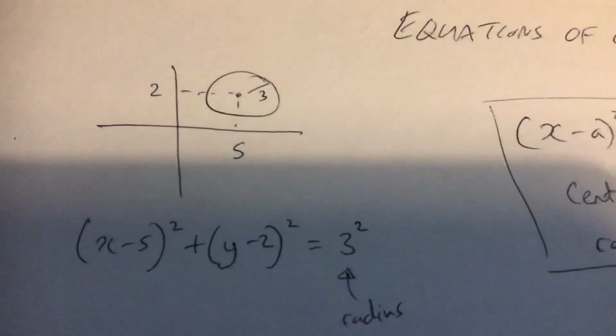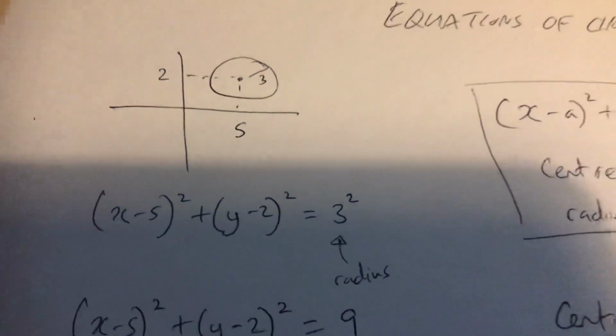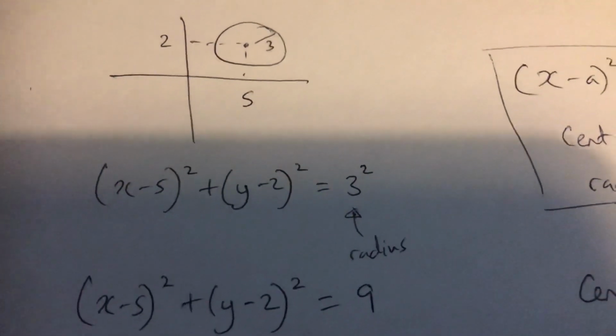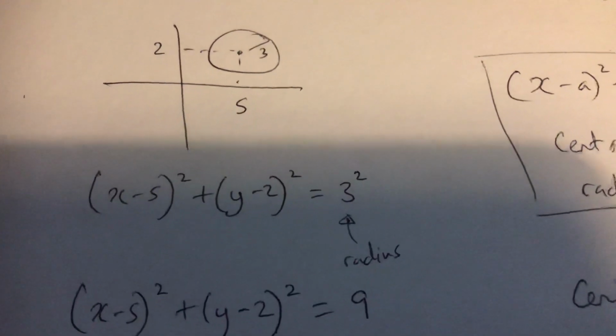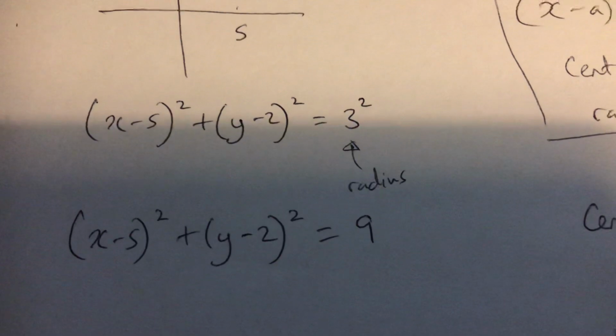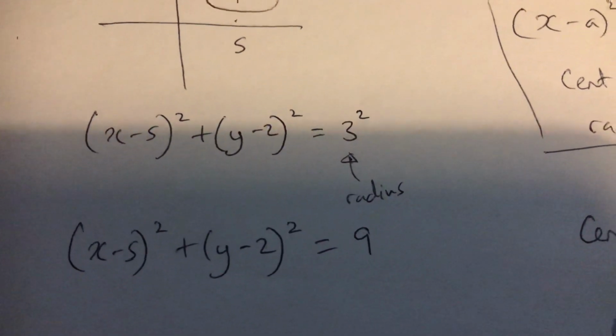If I have a circle of centre 5, 2, radius of 3, I would write the equation as (x minus 5) squared plus (y minus 2) squared equals 3 squared, that 3 being the radius. So therefore we can rewrite that as (x minus 5) squared plus (y minus 2) squared equals 9.